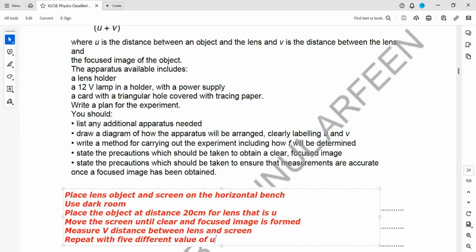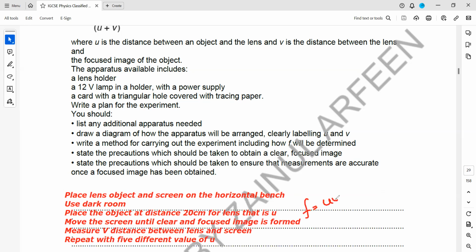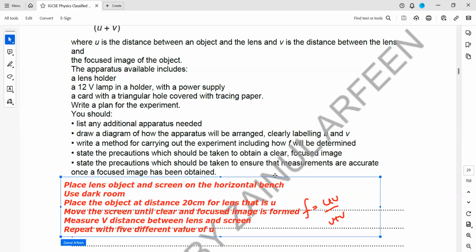Then how can we find the focal length? The formula is given: the focal length F is equal to U times V divided by U plus V. So use the formula and find the focal length. Avoid parallax error because you are using a meter rule. As I mentioned in the procedure, you should mention the precautions as well: look perpendicular to avoid parallax error when measuring, and the lens, the screen and the object should all be in line.